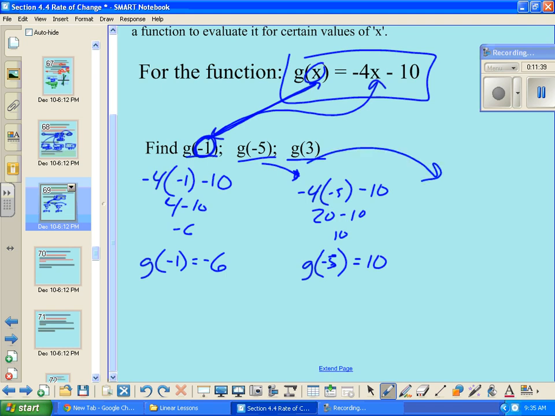This last one here, g of 3. That means in this function, I'm going to put 3 in for x and see what I get. Negative 4 times 3 gives me negative 12. Minus 10, that gives me negative 22. So if I'm going to say that I plugged in 3 and got negative 22 out for the answer in this function, I'm going to say g of 3 equals negative 22.